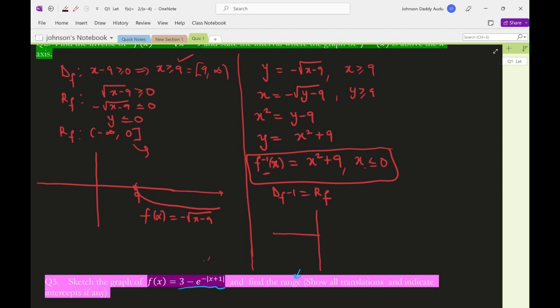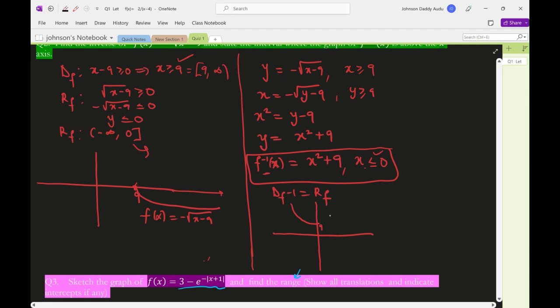And if you look at this f inverse, what do you have? It's just x squared plus 9. So this opens up, with its vertex here at 9, because x squared is shifted up by 9. But you're only interested in the negative part because x is less than or equal to 0. So this is our graph.